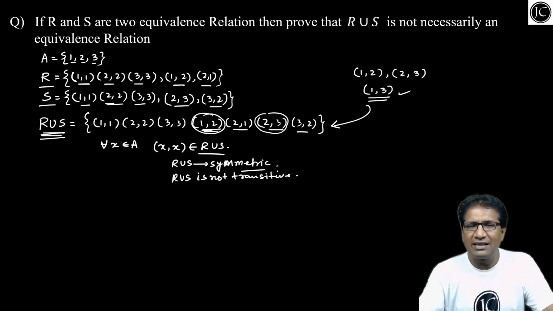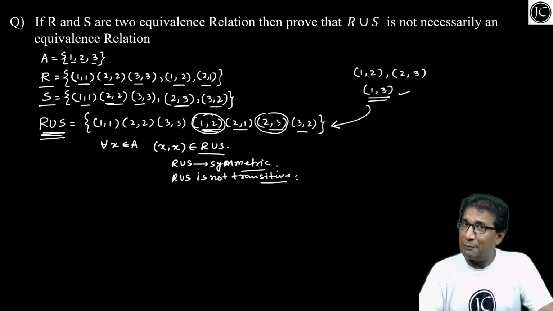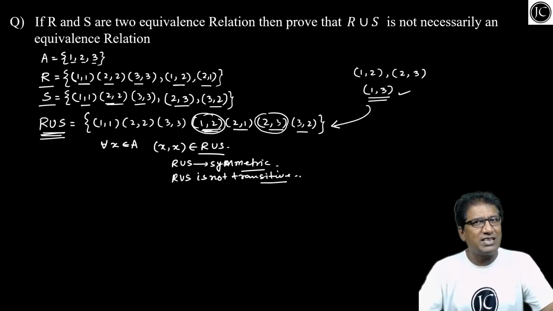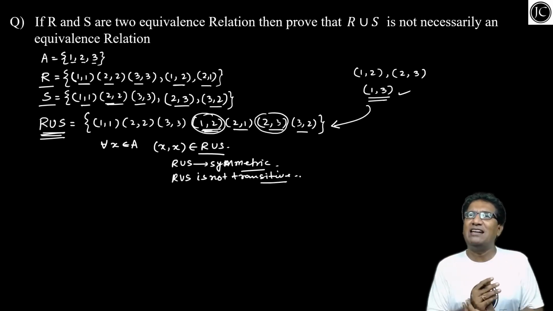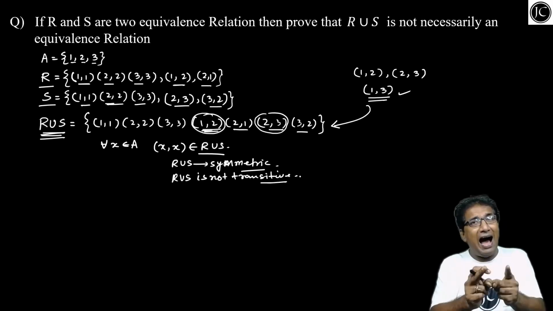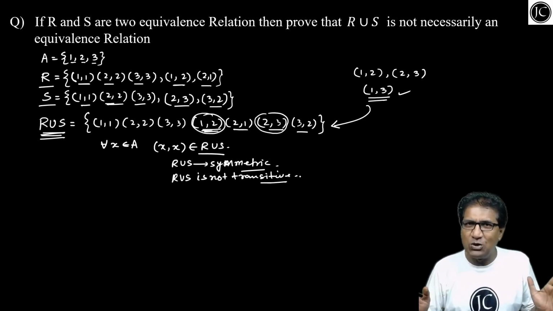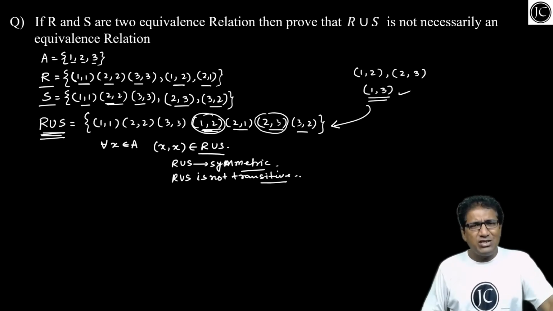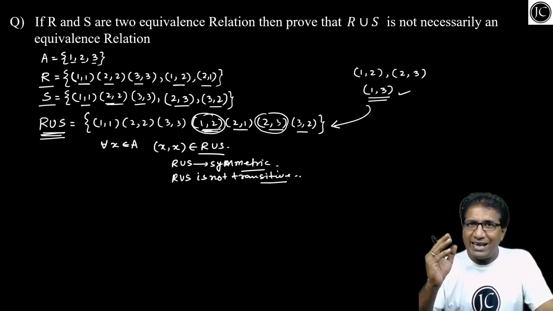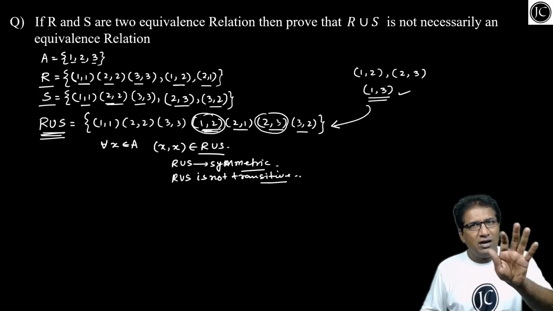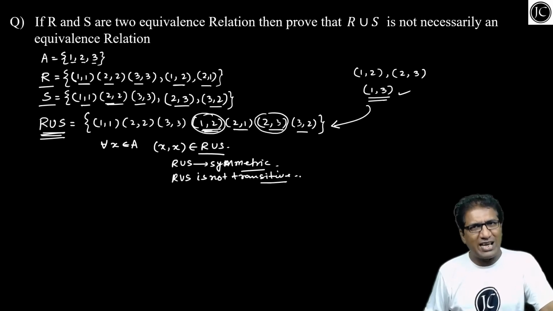It is not a transitive relation. मतलब क्या हुआ? R union S is not an equivalence relation, though R and S both are equivalence relations. Have you understood this proof part? Okay, let us just move for now to MCQs based on relation and Cartesian product of two sets.